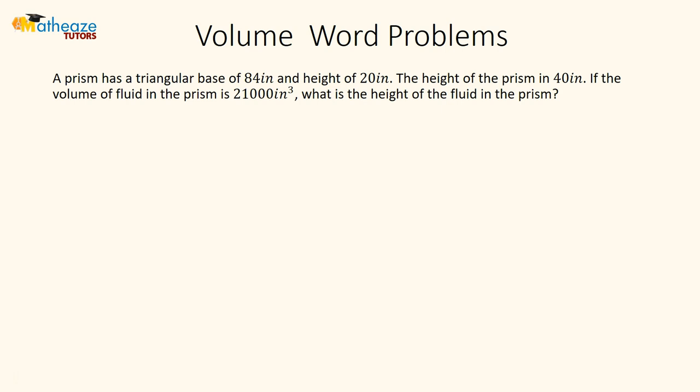A prism has a triangular base of 84 inches and a height of 20 inches. The height of the prism is 40 inches. If the volume of the fluid in the prism is 21,000 cubic inches, what is the height of the fluid?